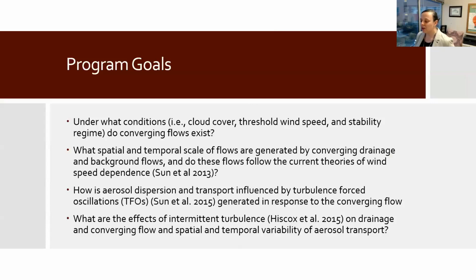We set out to answer these four questions. Under what conditions, such as cloud cover, threshold wind speed, and stability regime, do these converging flows exist? What spatial and temporal scales of the flows are generated? And do they follow the current theories of wind speed? And then we had a couple of questions about aerosol transport and dispersion. Is the aerosol transport and dispersion influenced by turbulence forced oscillations? And what are the effects of intermittent turbulence on drainage?